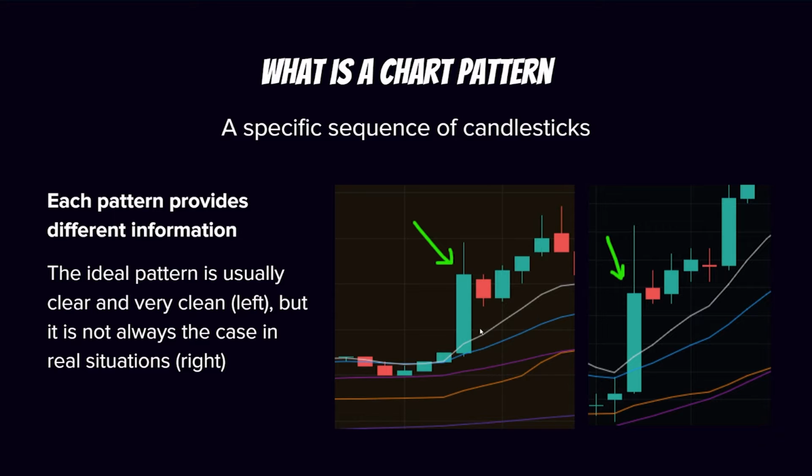So first of all, what is a chart pattern? You can think about a chart pattern as a sequence of candles on a candlestick chart that can provide some kind of information, and usually a pattern is easy to recognize, and thus it's going to be watched by many traders. That's the key idea. And the ideal pattern is usually very clean. It means that the features identifying that pattern are very easy to recognize, whereas in real situations it is not always the case, and some patterns can be a bit messy.